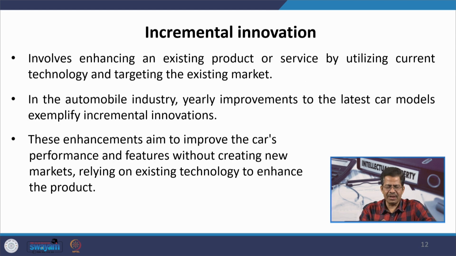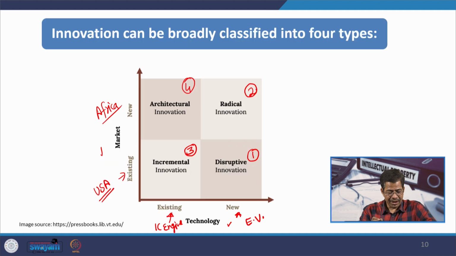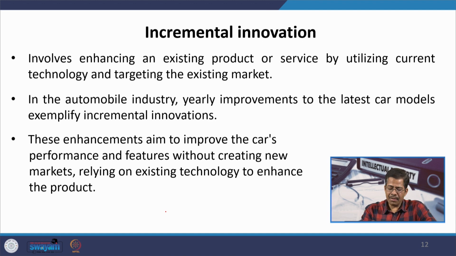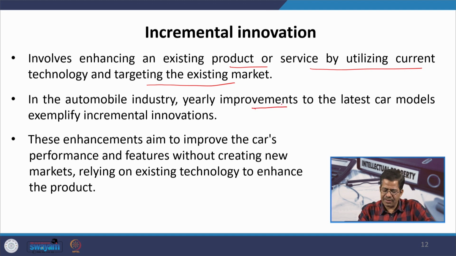Now, on the basis of this, one is incremental innovation, where both technology and market are existing. Now, an existing product or service by utilizing the current technology targeting the existing market. For example, as I always say, in the automobile industry, some incremental improvements in our IC engine were happening, like you are having better shockers whenever a new car is coming. You have better safety systems continuously.